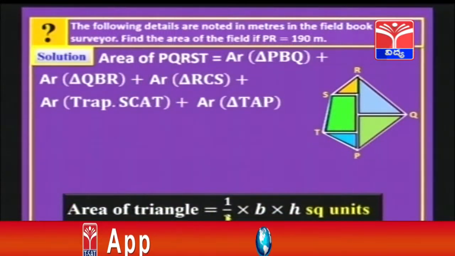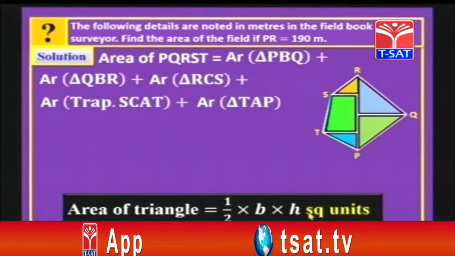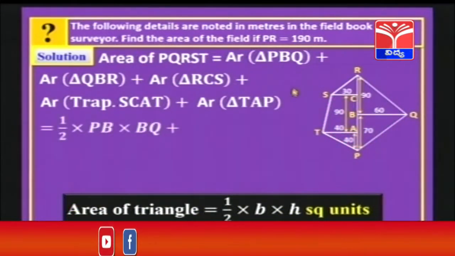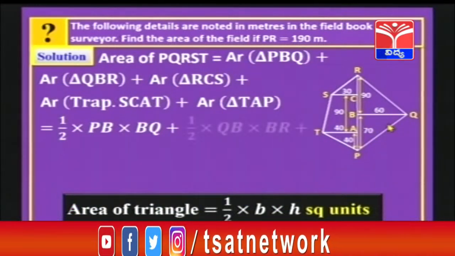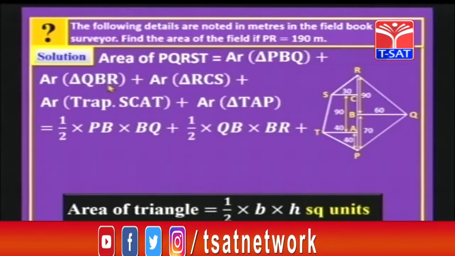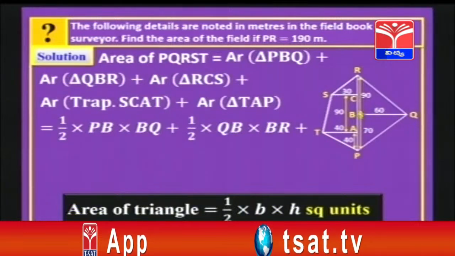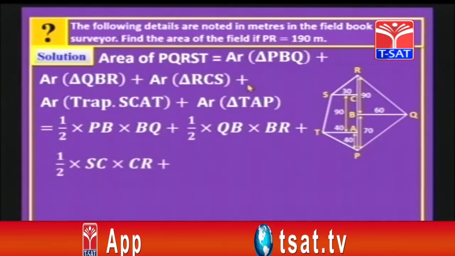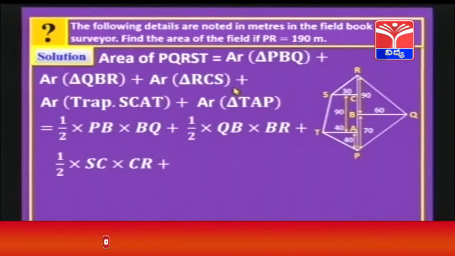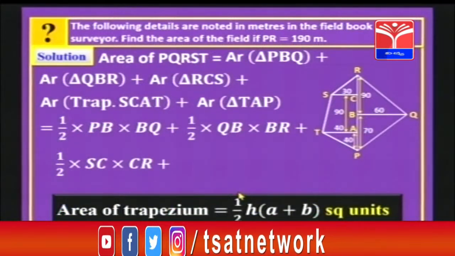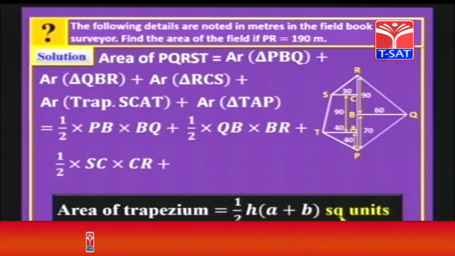So area of triangle is half into base into height, square units. Now let us take for this one a triangle PBQ. So it will be half into PB into BQ. Then for triangle QBR, it will be half into QB into BR. So like that, for triangle RCS, it is half into SC into CR, and we have area of trapezium. What is the formula, children? Yes, half h into a plus b square units.